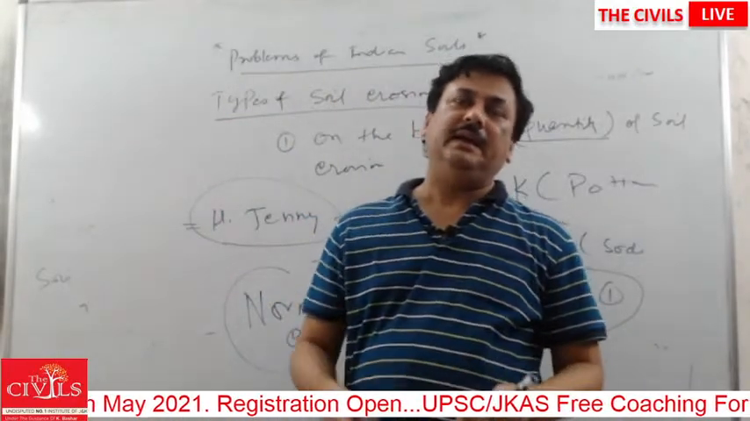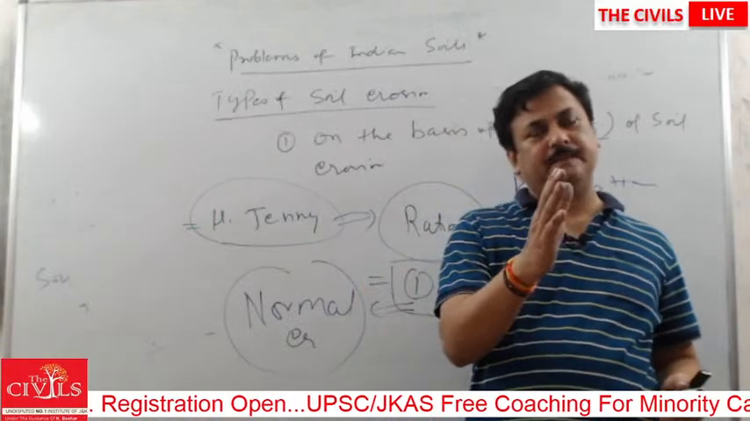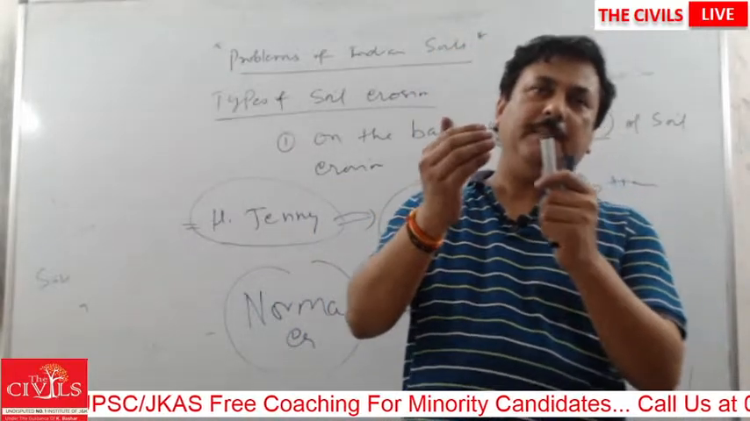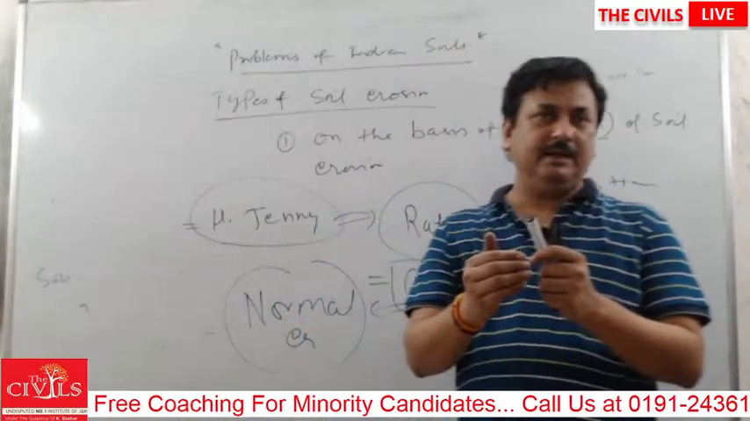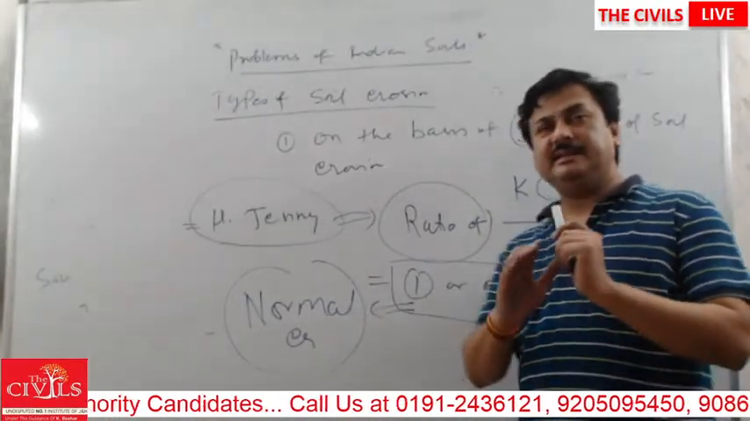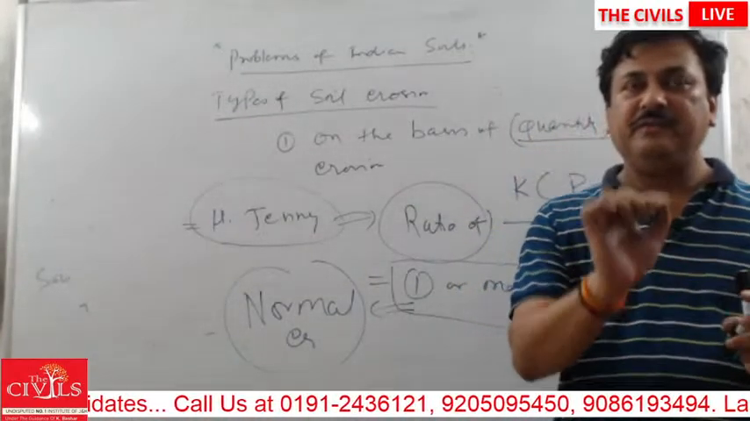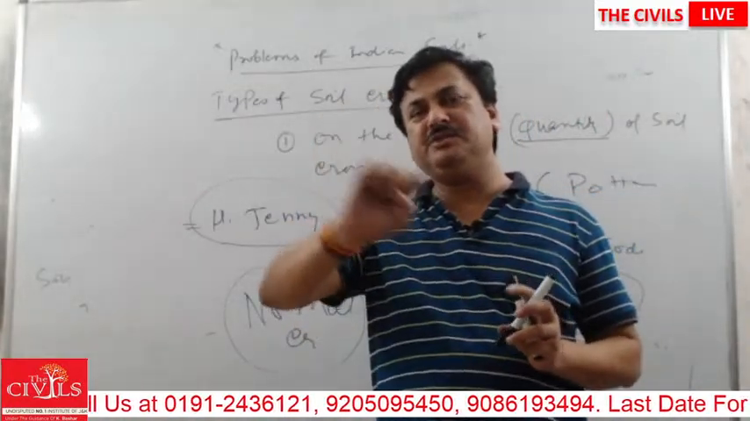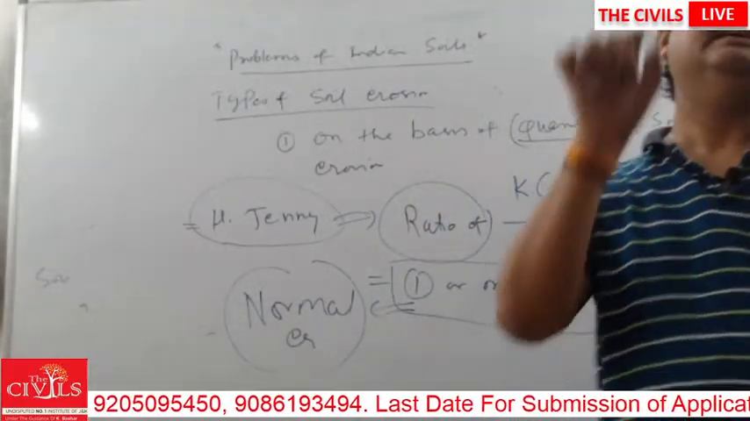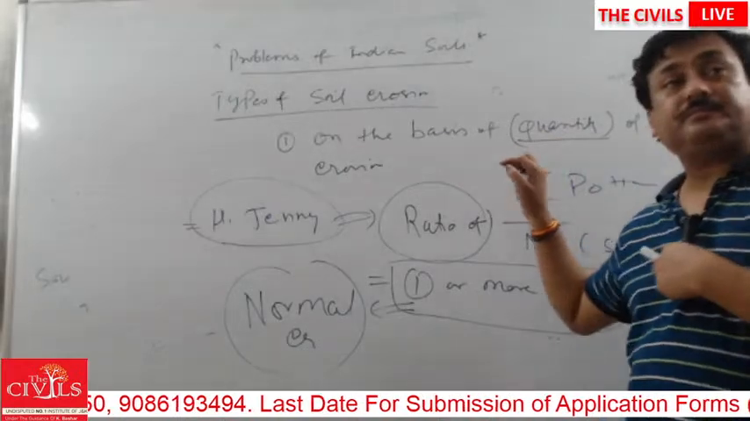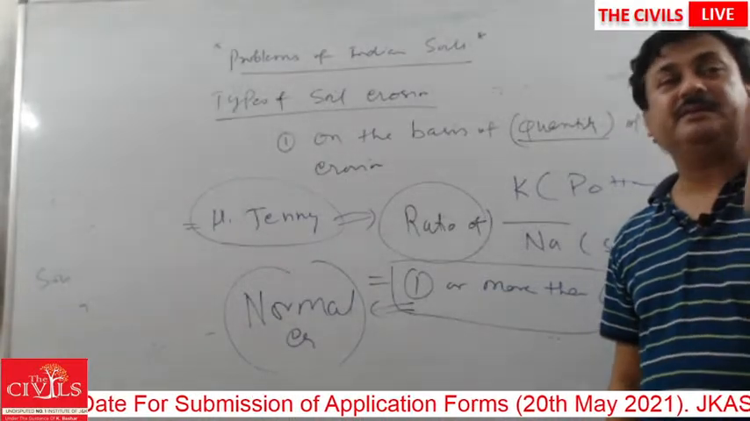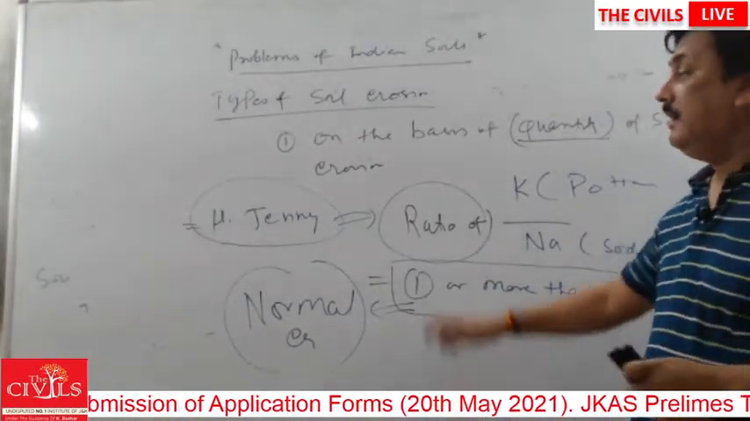Normal is what? If the rate of removal of soil is slower than the formation of soil or pedogenic process, that type of erosion is called normal. And second is catastrophic, when the rate of erosion of soil is greater than the rate of pedogenic process. That type of erosion is termed as catastrophic soil erosion.